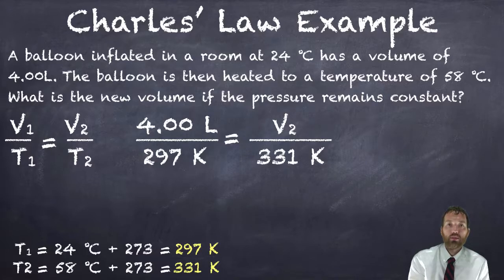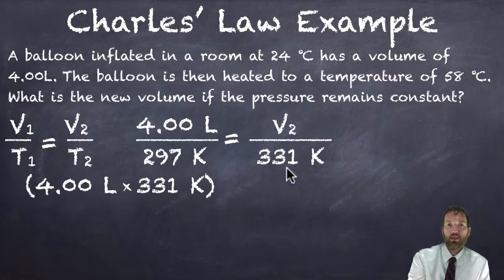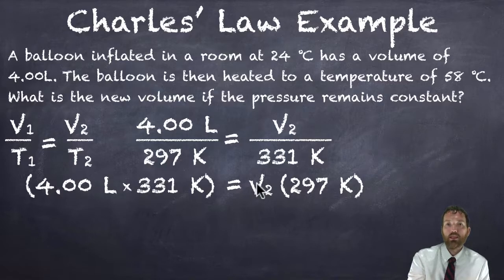Okay, so in order to solve for this, we need to cross multiply. So I'm going to do 4.00 liters times 331 Kelvin. That's cross multiplying this way. You could have gone this way first, it doesn't matter as long as you do both. And that is going to be equal to V2 times 297 Kelvin, just cross multiplying this way.